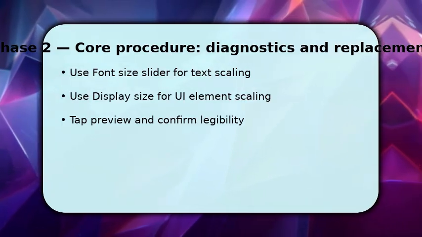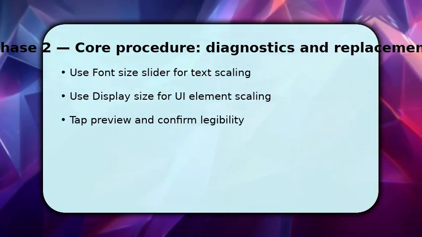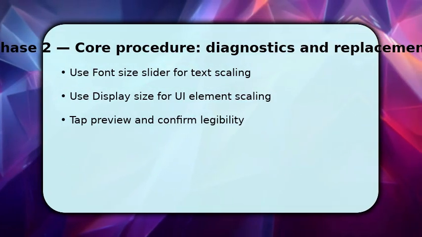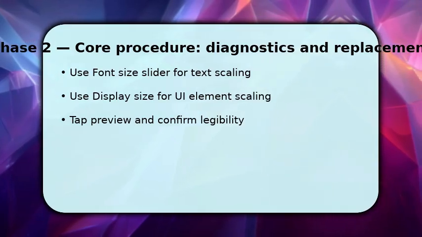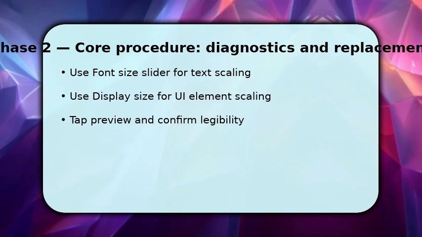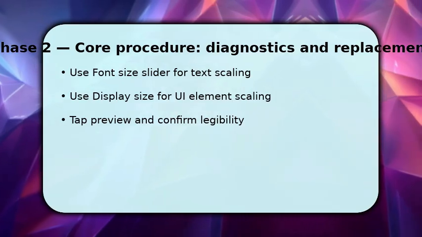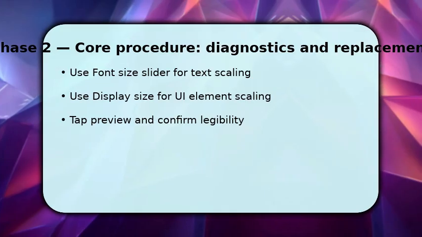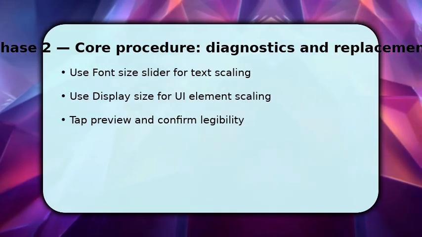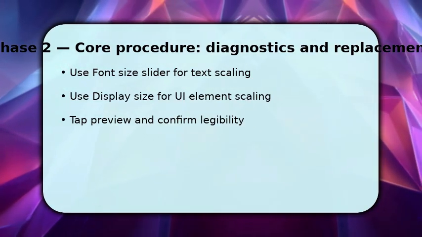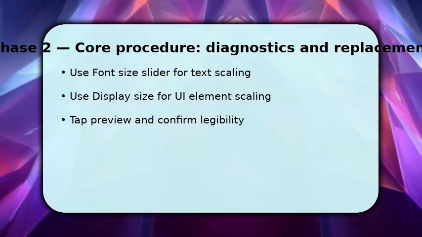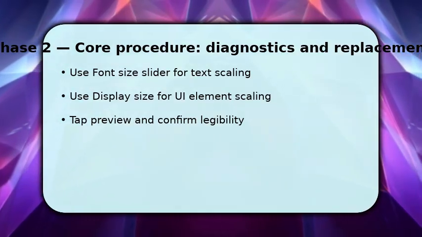Once done, check display size. That changes icons and UI spacing, so make sure the interface still fits. If your device offers a preview, use it to compare before and after. Otherwise, open an app and scroll to inspect headings, forms, and menus. You might combine both sliders for best balance. Make sure text remains legible for your eyes and touch targets stay accessible.